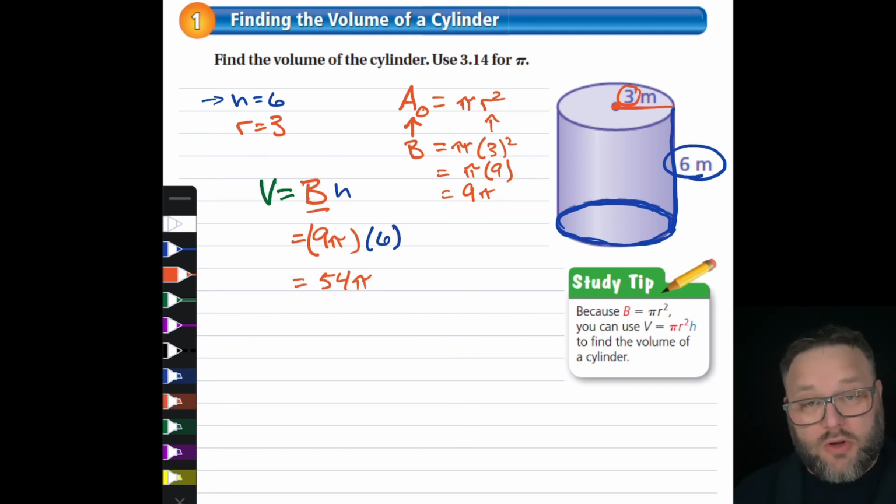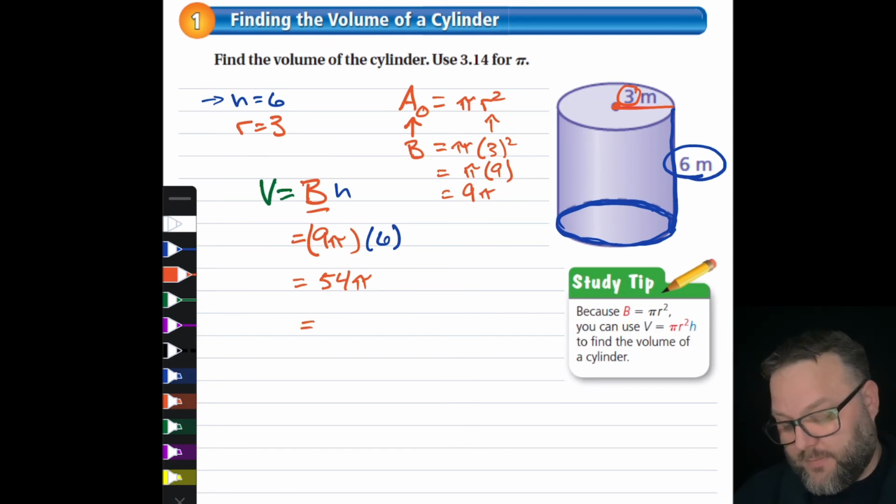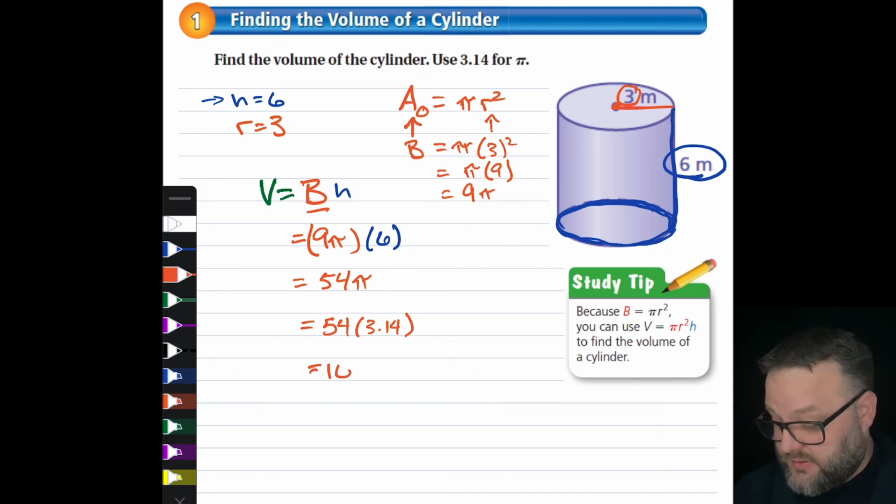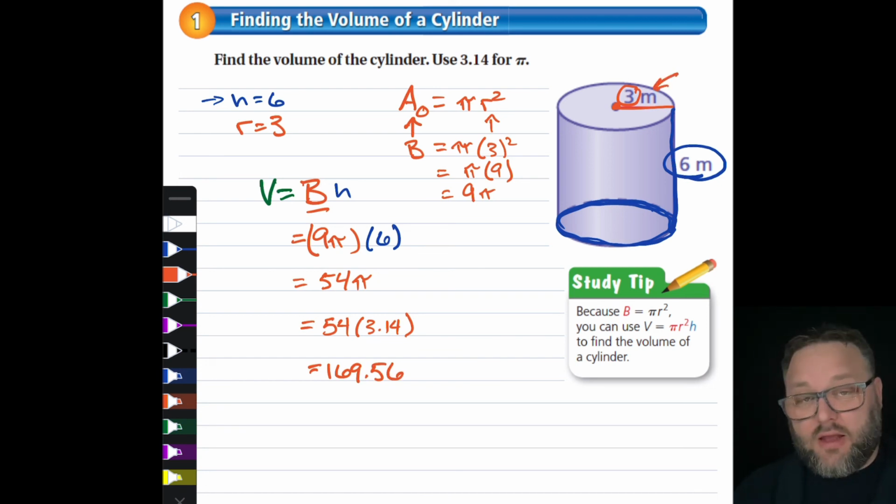Now here is where I'm going to go ahead and substitute in that 3.14. So now I get 54 times 3.14. Got my calculator here. Turn that on. 54 times 3.14 equals 169.56. Now, because my measurement is in meters and it's volume, it's meters cubed. The cube means volume. Meters, it was the measurement, and 169.56 cubic meters is the volume of this cylinder.